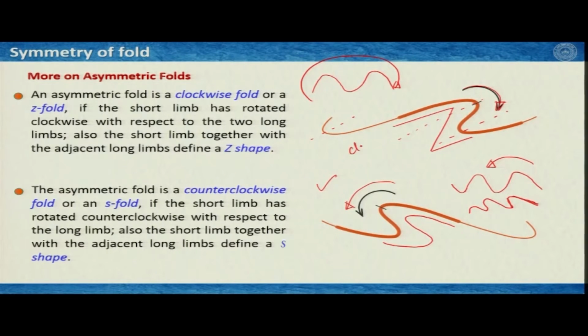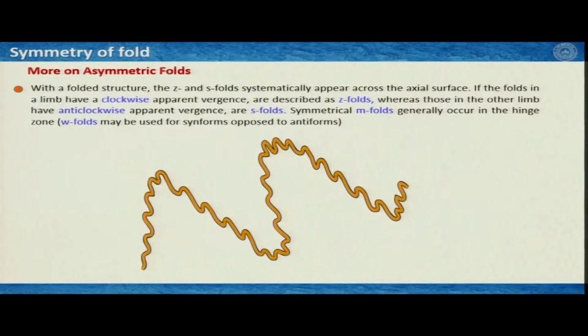So, this is clockwise and this is anti-clockwise asymmetric fold. Now, in a single strata or in a single layer, we can have these clockwise or anti-clockwise folds, or in other words we can figure out Z and S shaped folds. So, with a folded structure, the Z and S folds systematically appear across the axial surface. So, in a single fold you can see them.